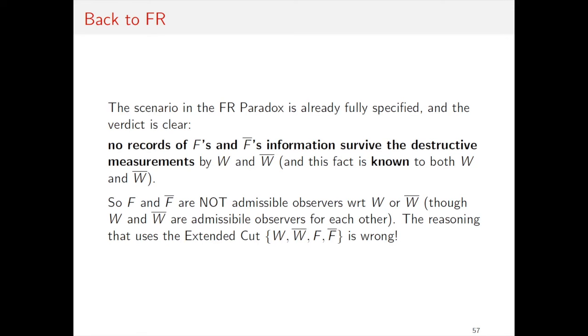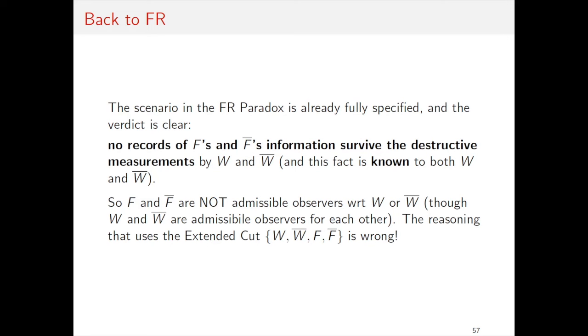So you can see this even from a unitary perspective. You can check, and then it says Wigner and Wigner bar should not consider F and F bar as admissible observers. They cannot share this perspective, and that's the end. They're quantum systems for us. It's a case in which you cannot apply the standard reasoning like in teleportation. Simply that's it.